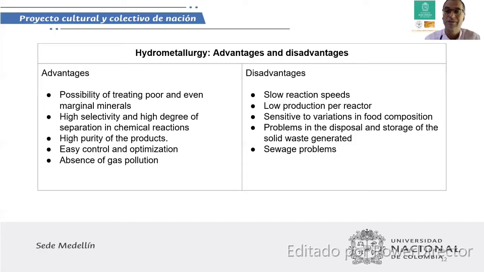Cyanidation processing takes more than 24 hours. And of course, sometimes it's necessary to have more velocity, but typical hydrometallurgical processing has slow speeds. And of course, the reactors are not very high. Some of the reactors are high, but typically the capacity of the reactors is not very high. Of course, the production could be lower.